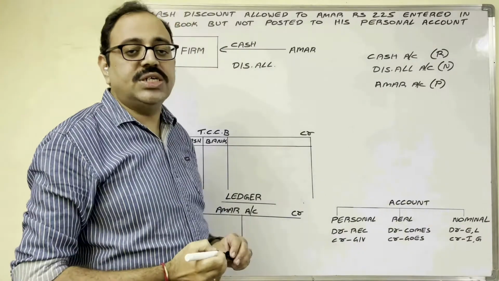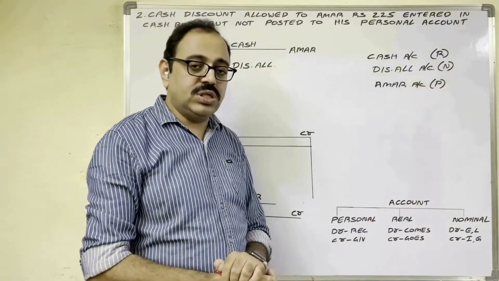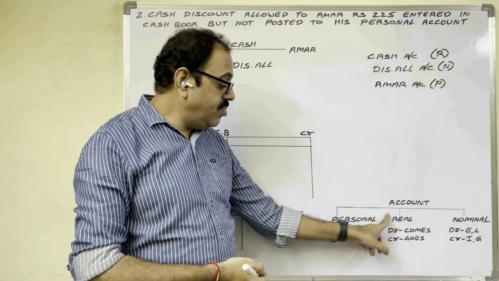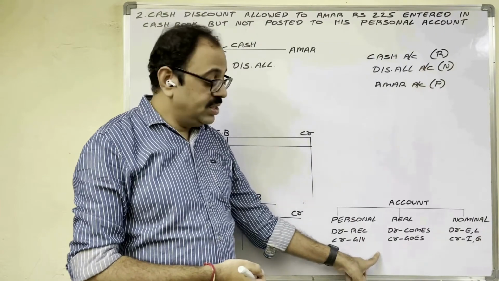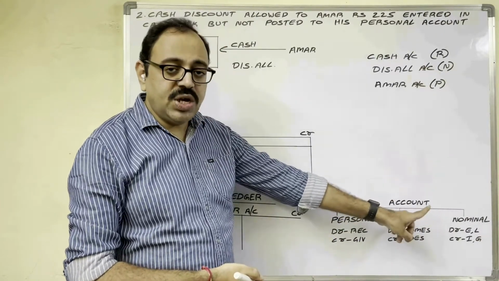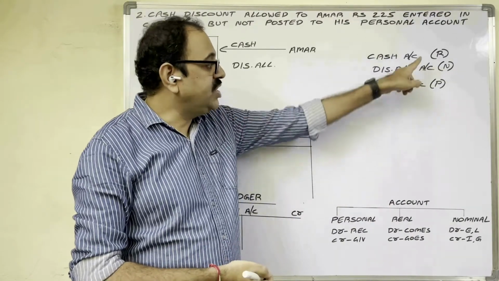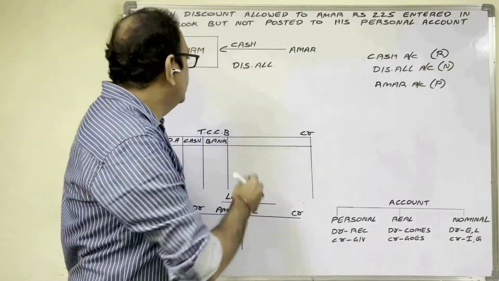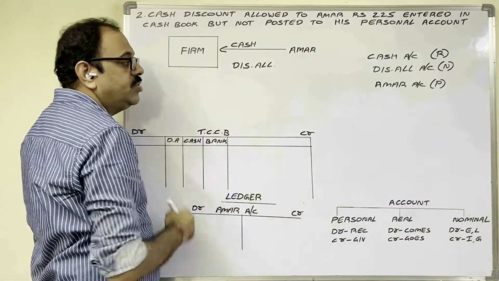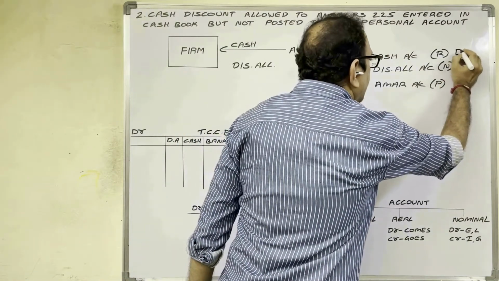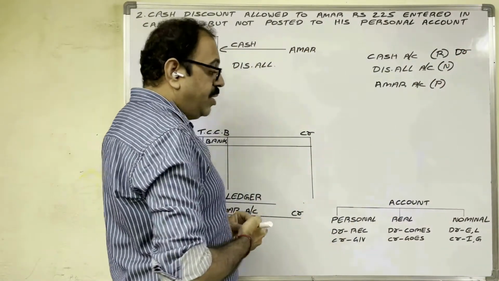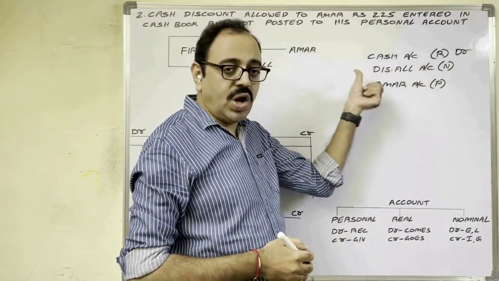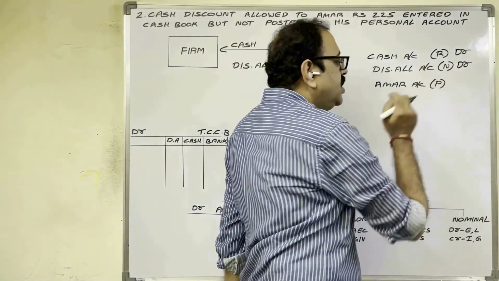Then the last step in writing a journal entry is to apply the double entry rules. For a personal account, the rule is debit the receiver, credit the giver. For a real account, debit what comes in, credit what goes out. For a nominal account, debit all expenses and losses, credit all incomes and gains. First one is the real account. The rule is debit what comes in, credit what goes out. Think from the firm's point of view. Cash is coming into the firm, therefore debit the cash account. Nominal account rule: debit all expenses and losses, credit all incomes and gains. To the firm, discount allowed is a loss. Therefore, we should debit.